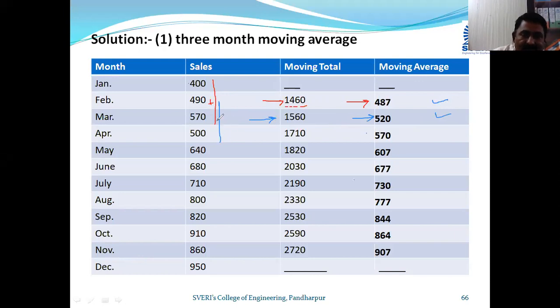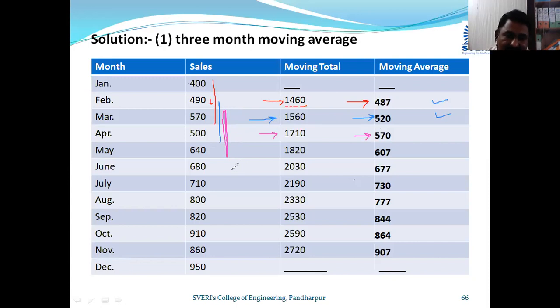Next point, I will go. I will take March, April, and May: 570, 500, 640. The total I will write here, divided by 3, I will write here. At the center point, once again I will repeat: here, these 3 months I am taking. If I highlight completely, these 3 months, March, April, May, I am highlighting at the center. Okay, take the next point.